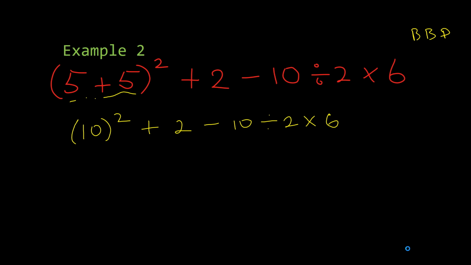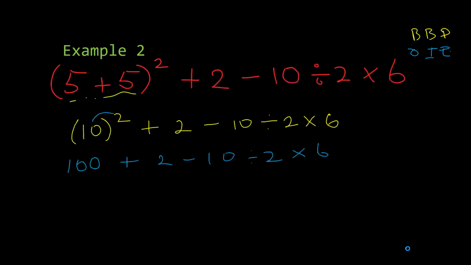Next, we look at the orders, the exponents, and the indices. Alright, so we have 10 squared, or 10 squared is 100, as you should know already. Then we put back the plus, the 2, the minus 10, the divide by 2, and the multiply by 6.